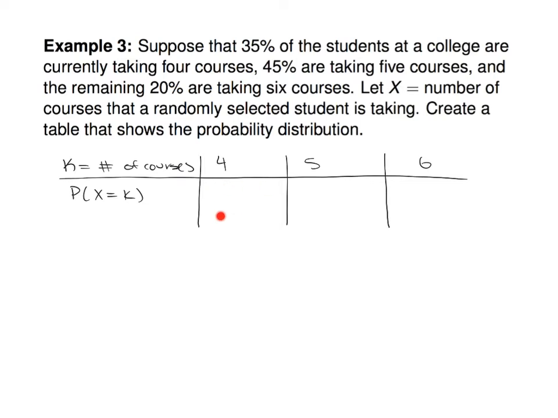So in this first box, we're looking for the probability that x is equal to 4, or that somebody at this school is taking 4 courses. Well, that's 35%, which as a probability is 0.35. The probability that somebody's taking 5 courses, well, that's 0.45. And the probability that somebody is taking 6 courses is 0.2. Note that these probabilities add up to 1. And that's because we have accounted for all of the different possible outcomes in the sample space.